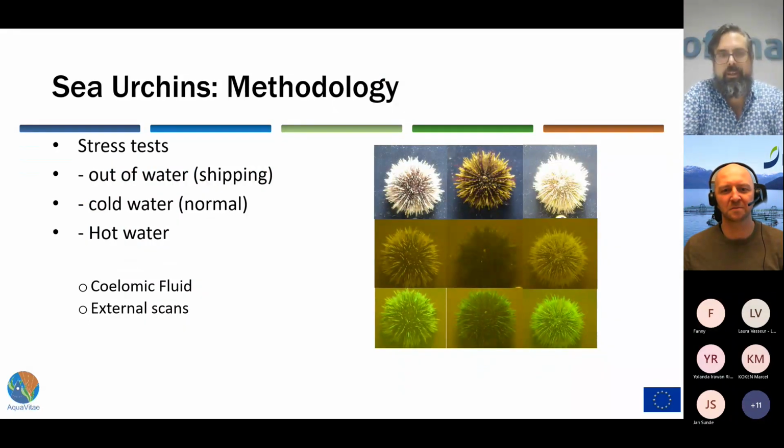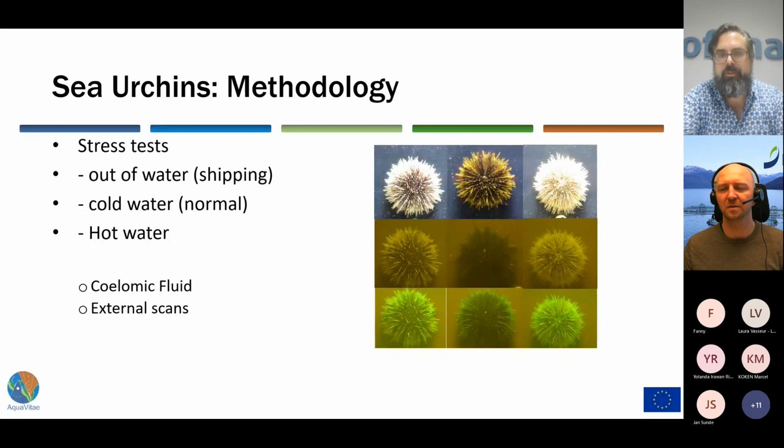So with Phil and the team, we worked on sea urchins. Now, the methodology was to take 3 types of stress-inducing factors and test the animals to see their responses. One was out of water under wet burlap bags to simulate shipping patterns for aquaculture. Cold water, which is the normal habitat of the animals, as well as hot water, which is approximately 10 to 15 degrees Celsius higher, to visualize whether any stress was occurring.